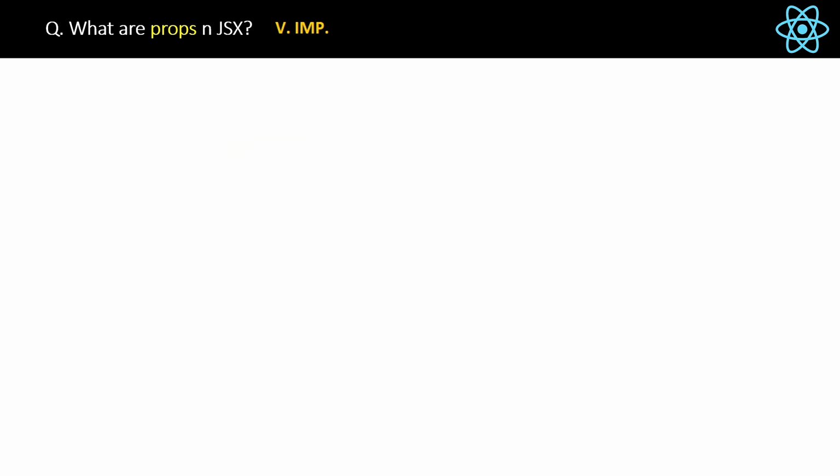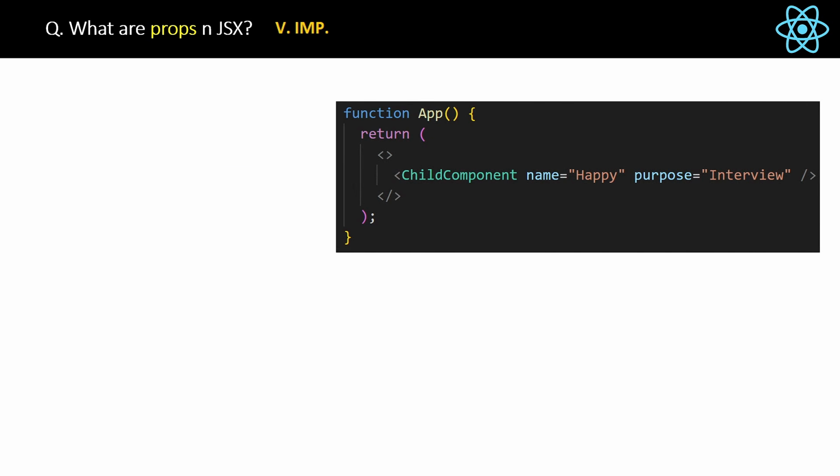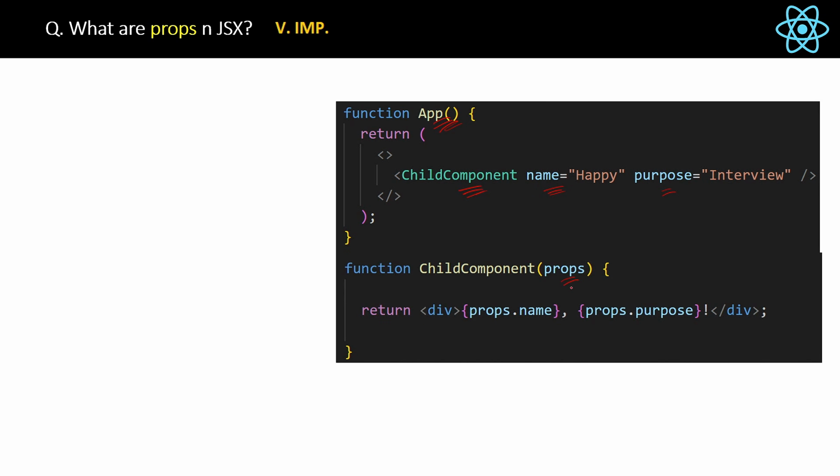What are props in JSX? Let's quickly see the example first. Suppose you have this parent component App in your application. Inside this, you are placing one child component, but in the child component you want to pass some parameters also. Now, in order to receive these parameters in the child component, we will use props here like this.